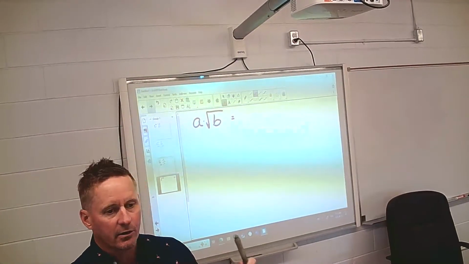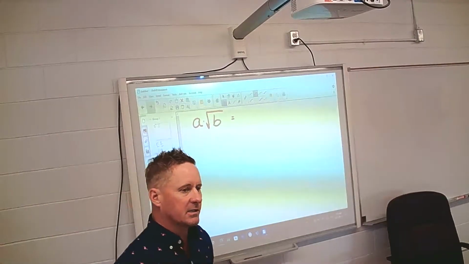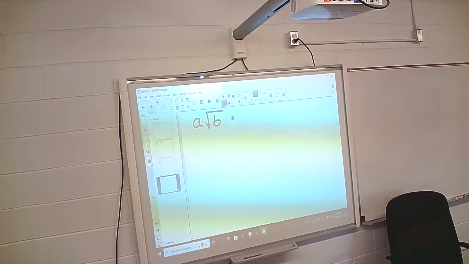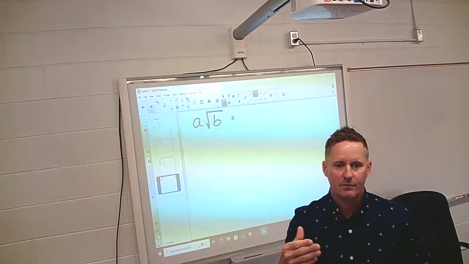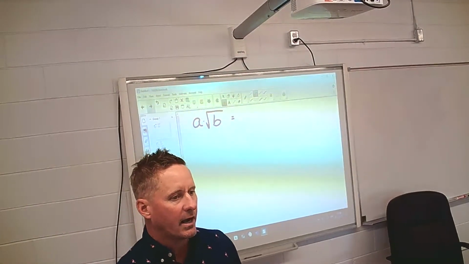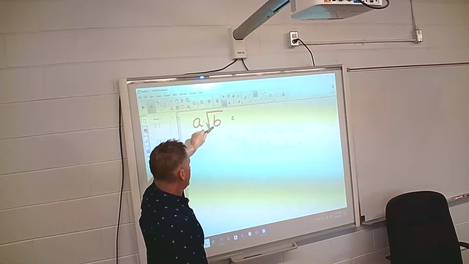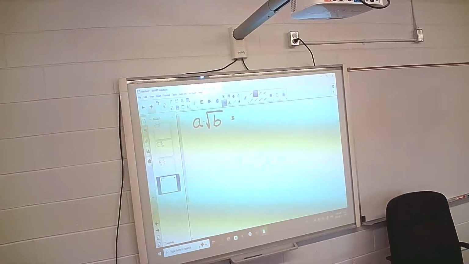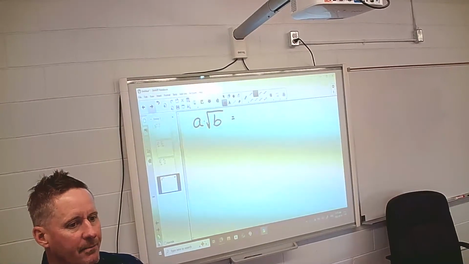Square root of 2, square root of 3, square root of 5, square root of 6, square root of 7. All of those are irrational numbers. If you plug them into your calculator, they give you a decimal that will go forever. They are known as irrational numbers. So this right here is an irrational number. That B value represents a number that is not a perfect square.